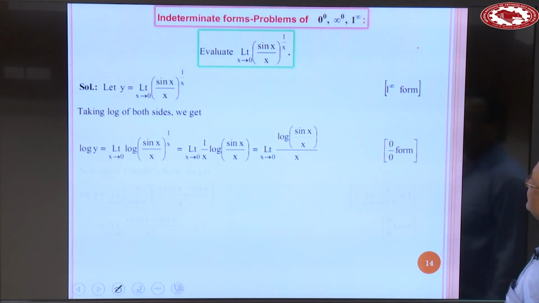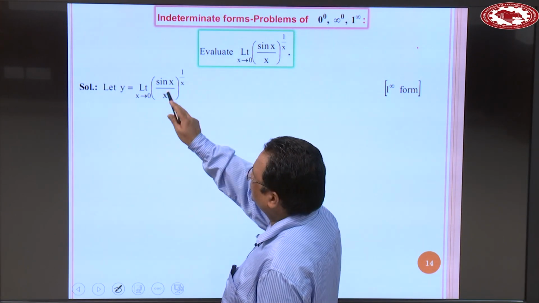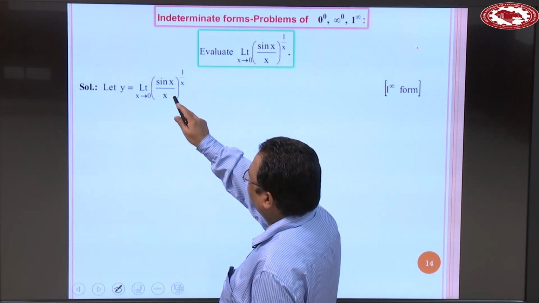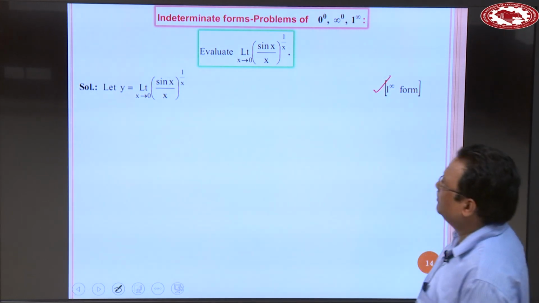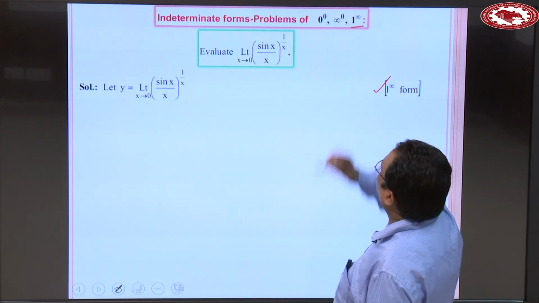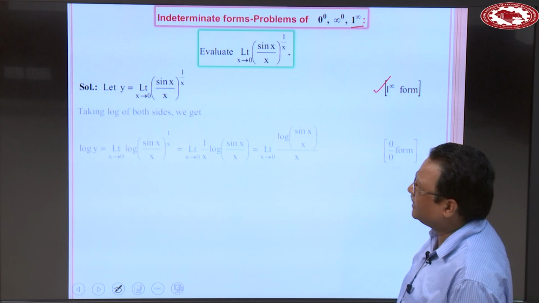So this one is limit x tend to 0 sin x / x, this one is 1 and 1/0 is infinity. So 1 raised to power infinity form. So if we have this type of problem, then how can we solve? Okay, taking log on both sides.